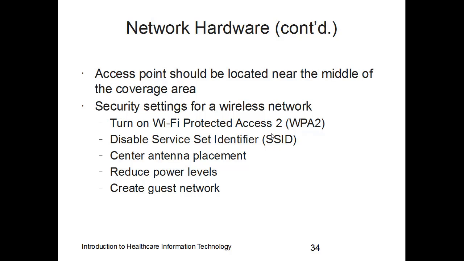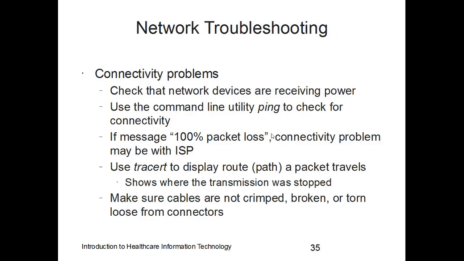And regarding the security settings for the wireless network, you should turn on Wi-Fi Protected Access 2 or WPA2. You should disable Service Set Identifier, SSID. You should center the antenna placement. You should reduce power levels. And you should create the guest network. All right, now we'll talk about network troubleshooting and regarding connectivity problems.